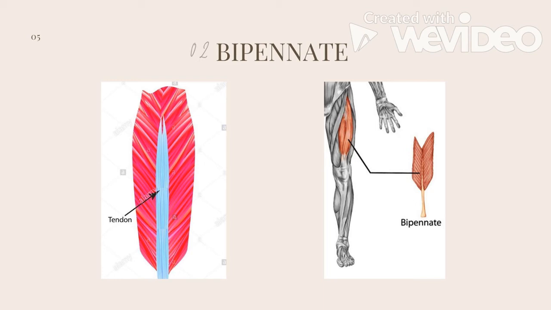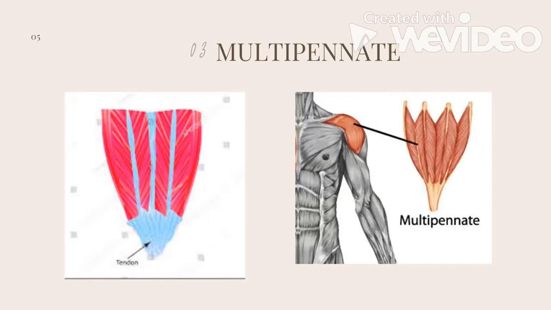And an example of a bipennate is the biceps brachii. Actually, these illustrations aren't exactly what the muscles look like. They are too perfect to be like that. Our muscles don't look exactly like this, but we use these illustrations to make it easier and to have a simpler explanation. And lastly, for our oblique muscles, the multipennate muscle.